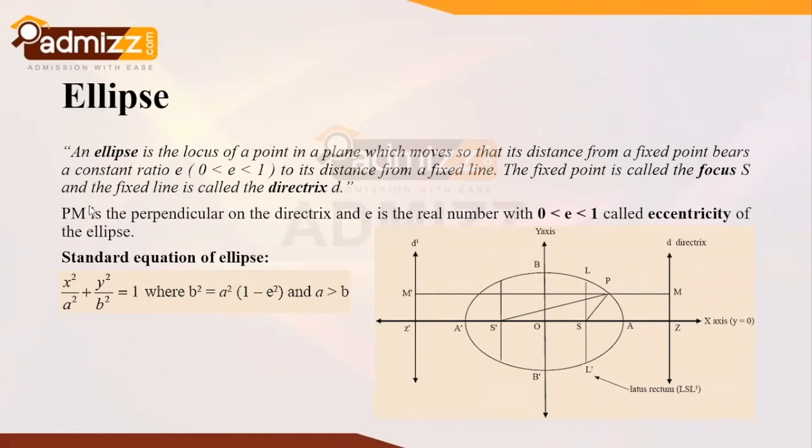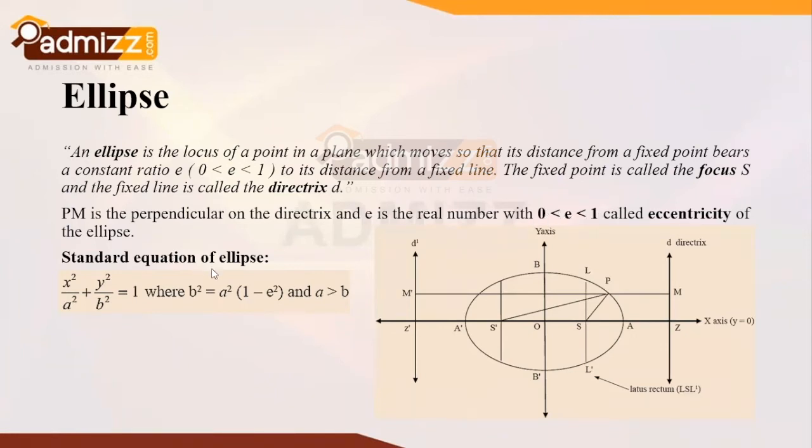So PM is the perpendicular on the directrix. You can find this PM, so it is a perpendicular dropped on the directrix, and e is the real number which is also known as the eccentricity of the ellipse. e is known as the eccentricity of the ellipse, and its condition is given as 0 less than e less than 1.